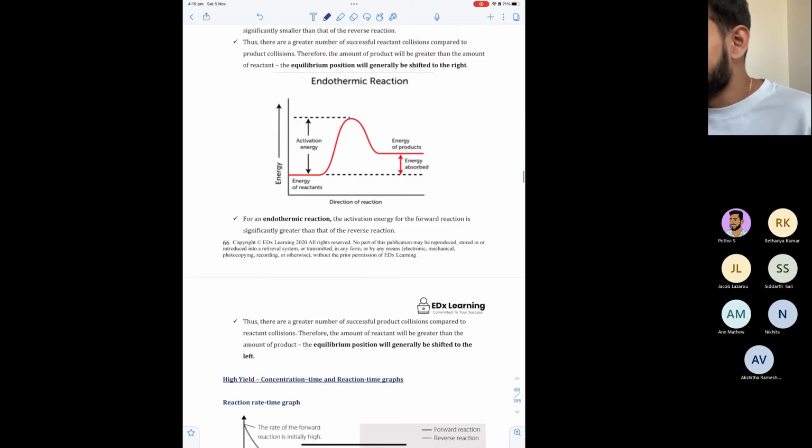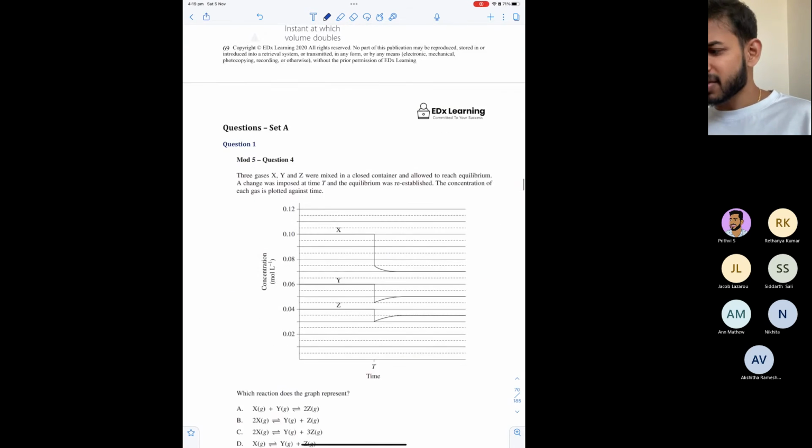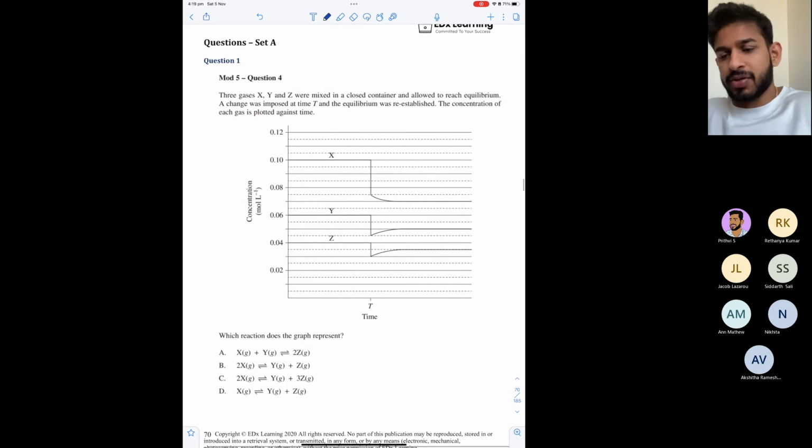Good. Now, this part is, I think it's honestly very fun because there's not really too much explanation per se, but it's understanding what's going on in these graphs. So concentration time graphs, let's briefly talk about them. When a system is in equilibrium, Jacob, what do we say about the concentration of all substances? Are they equal? Are they constant? Are they changing in a dynamic equilibrium?